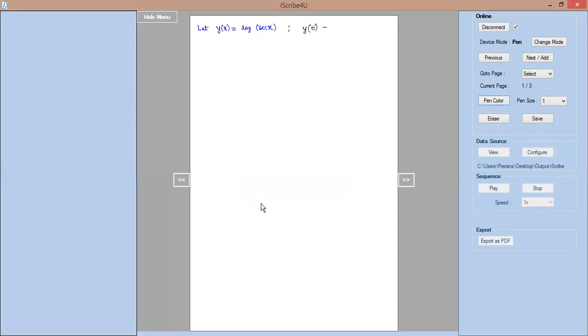So y of 0 will be equal to log of secant 0. Recalling the standard value, since cos 0 is 1, secant 0 will also be 1 because it is the reciprocal of cos. So we have log 1, and log 1 value is equal to 0.